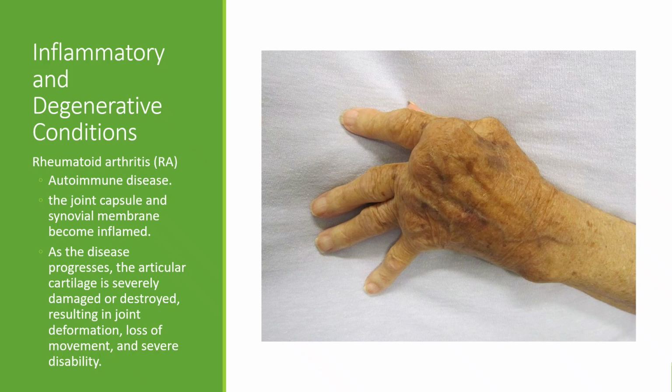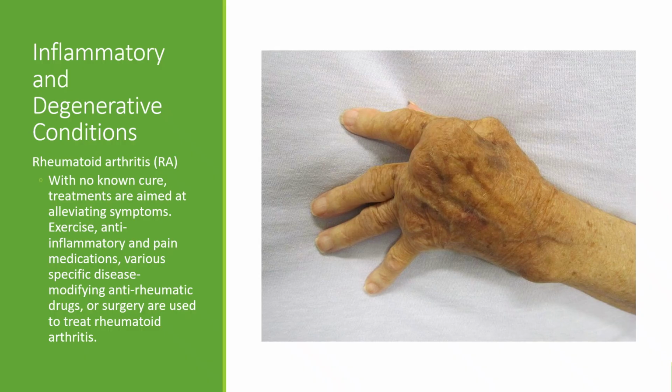Another form of arthritis that you'll see a little more commonly is rheumatoid arthritis, or RA. This is an actual autoimmune disease. This is when your body's immune system has decided that the joint capsule and the synovial membrane, usually in the smaller joints like your hands and feet, are foreign, and it starts to tear them up. As it does, scar tissue replaces those areas, and it dislocates the joint, so it's not sitting correctly anymore. So the articular cartilage becomes damaged, it's destroyed, it causes the joint to be deformed, causes a loss of movement and severe disability.